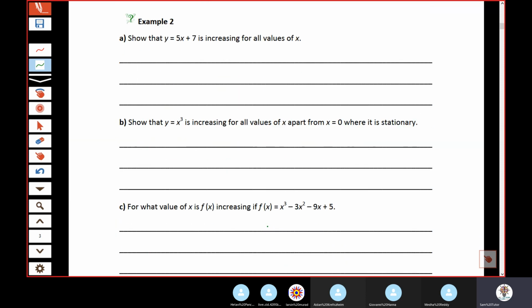All right. Show that y equals 5x plus 7 is increasing for all values of x. What's the key word there? Increasing. What do we know about increasing? Y dash. You've got to be strict with yourself. Y dash greater than 0. Because we're going to have y, we're going to have y dash, and we're going to have y double dash. So yeah, y dash greater than 0. Good. And then that's it. Here we go. Y dash equals what? 5, which is always? Yeah. Therefore, it's always increasing.